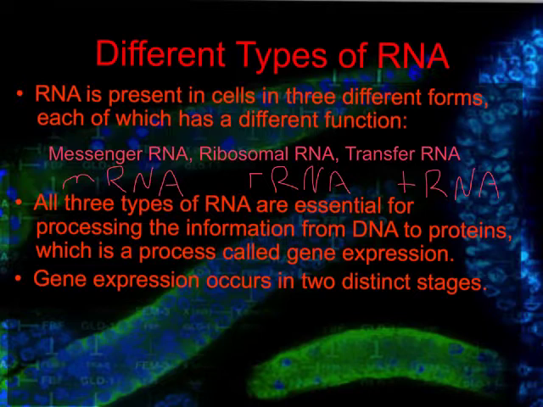When you look at these, all three types of RNA are essentially processing information from DNA to proteins. Okay, they're responsible for this gene expression. And gene expression happens in two very distinct stages. The first one is called transcription.